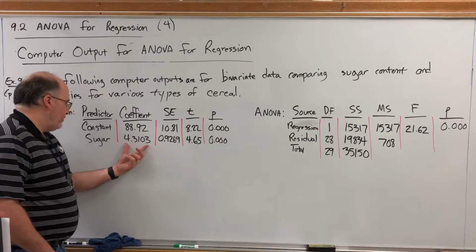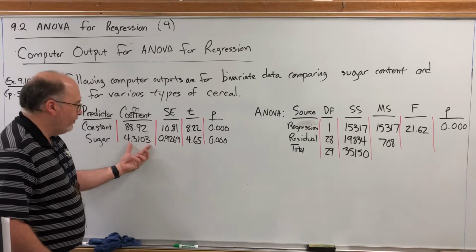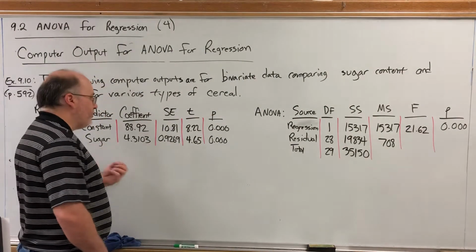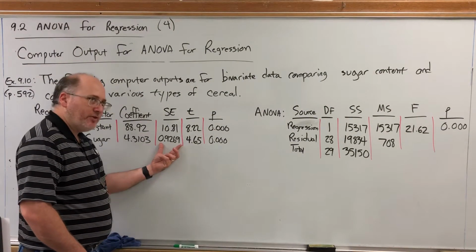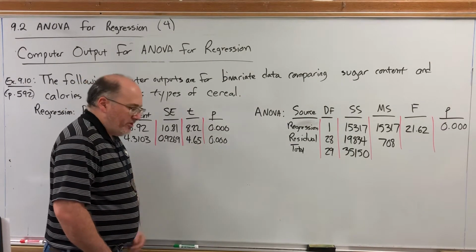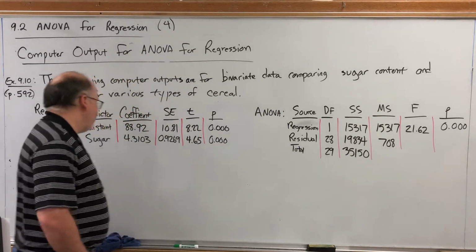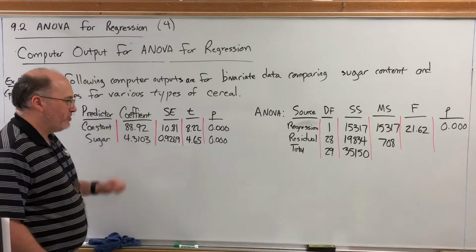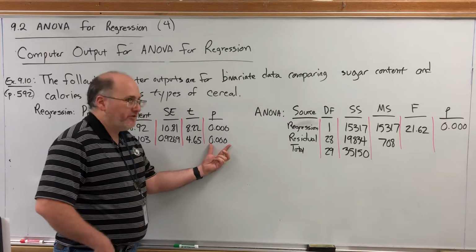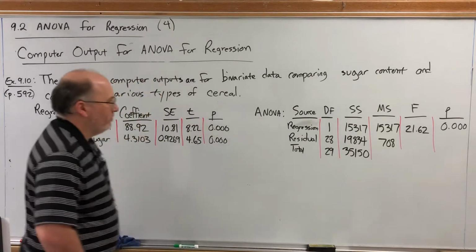The number under coefficient for sugar would be the slope of the explanatory variable. The standard error would be the standard error when either estimating the population slope or testing the population slope. The value under T is the test statistic when testing whether or not the slope is equal to 0 at a 5% significance level. And the p-value would be the p-value for testing whether or not the slope is equal to 0 at a 5% significance level.